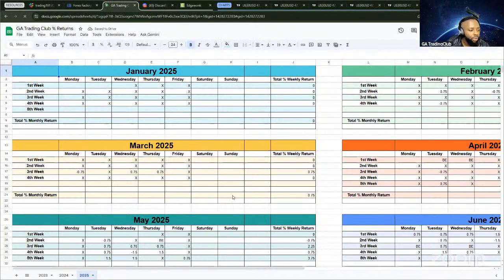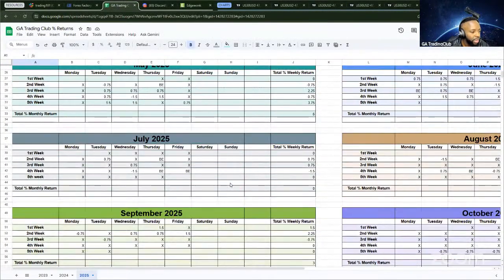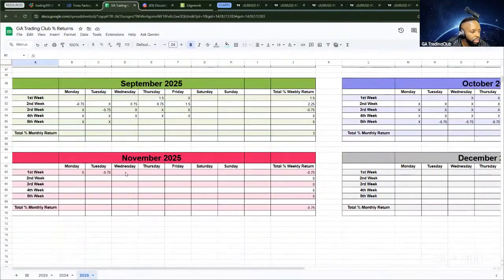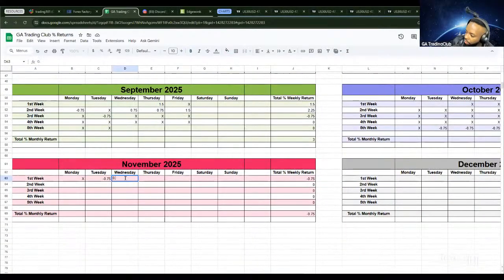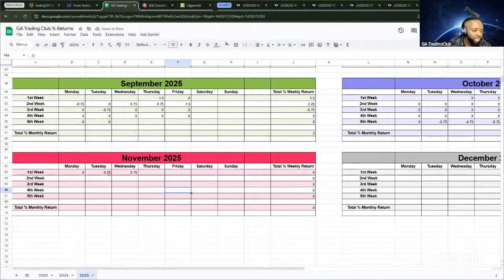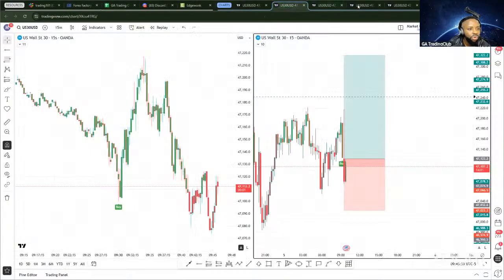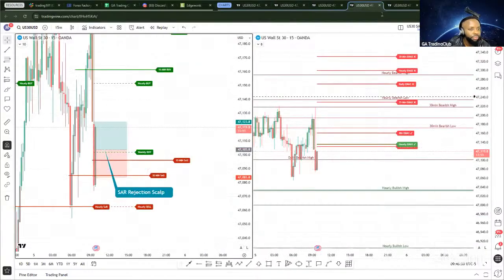All right, so for today so far, we have a 0.75 gain here on Wednesday. Yesterday, we took an L. And again, you see with this 1:1 risk to reward, you win one, you lose the next one, and then you're all over at break even.